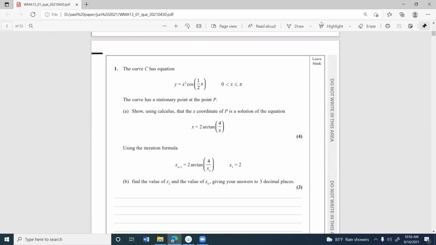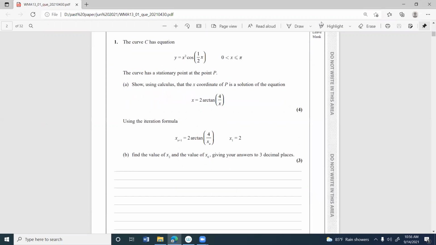The curve has a stationary point at P. Show, using calculus, that the x coordinate of P is a solution of this equation. So initially, what we need to understand is the familiar formula: x equals 2 tan inverse of 4 over x. You need to show this in this question. So we'll come up with this y.